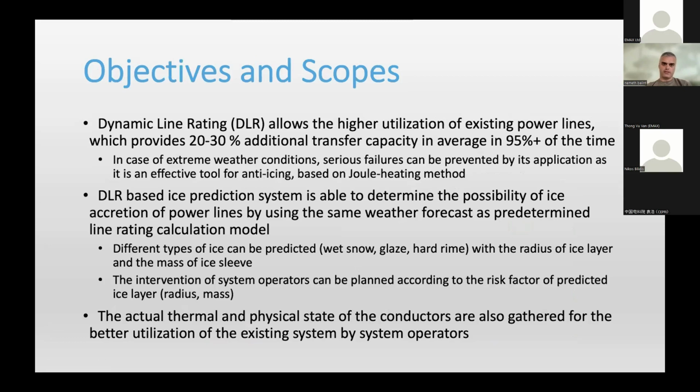So what are the objectives and the scope of the project itself? DLR, as we call it for short, the dynamic line rating, allows a higher utilization of the existing power lines, as I mentioned in the beginning. Based on international research and publications, and what we also found in our demonstration, it provides around 20 to 30% additional transfer capacity on average for 95% of the time frame. In case of extreme weather conditions, serious failures can be prevented, and it can be used with different sensoring technology.